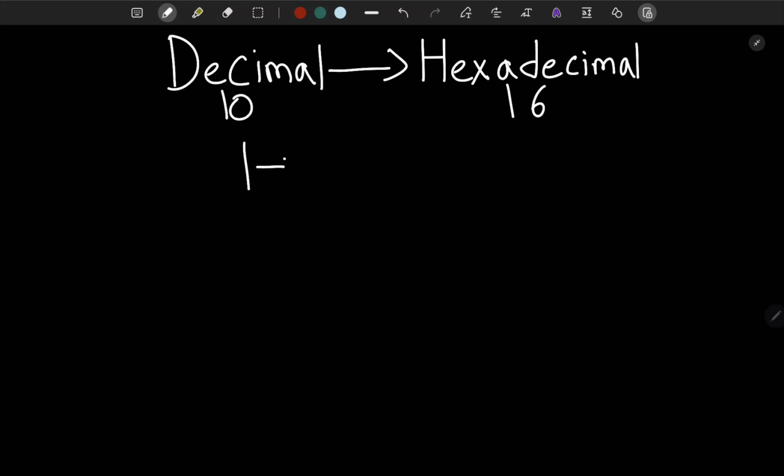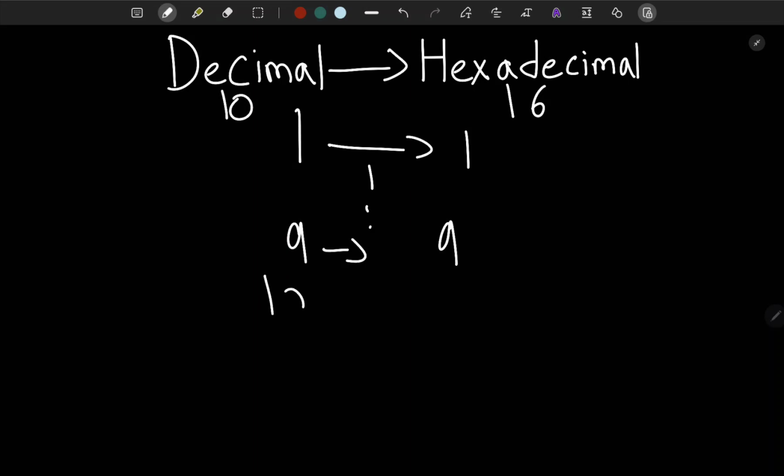So 1 represents 1 in hexadecimal. 1 is the same in hexadecimal all the way up to, so I'm just going to skip 2, 3, until 9. So up to 9, it is all the same. All the numbers in decimal from 0 to 9 are the same in hexadecimal.